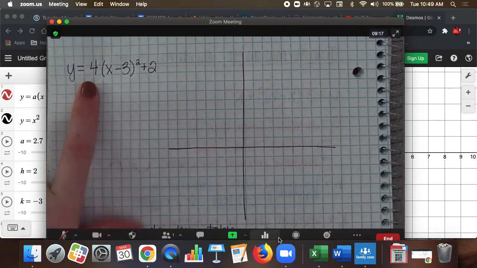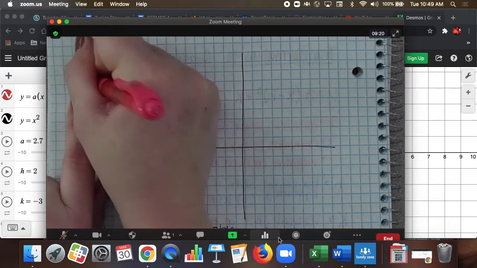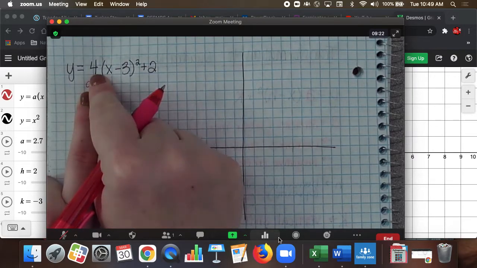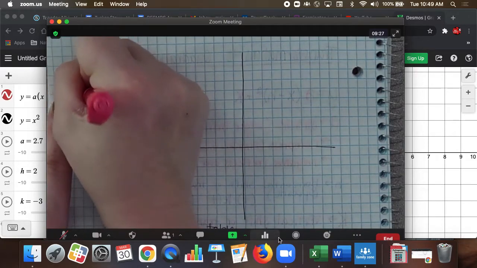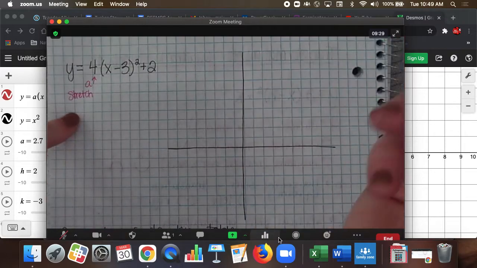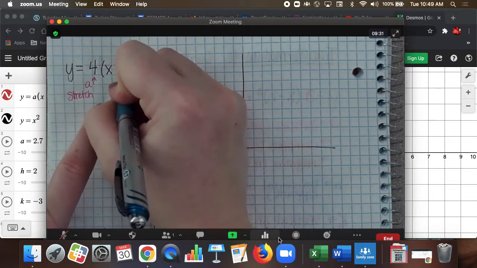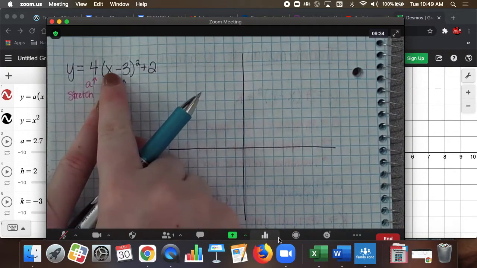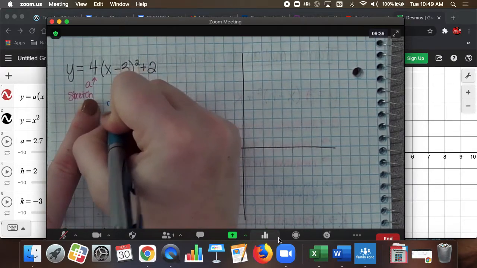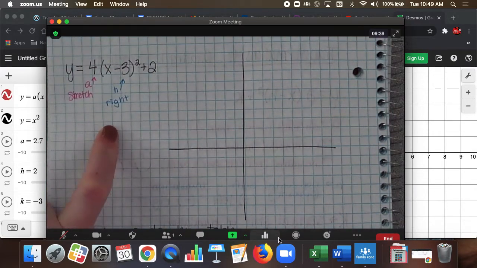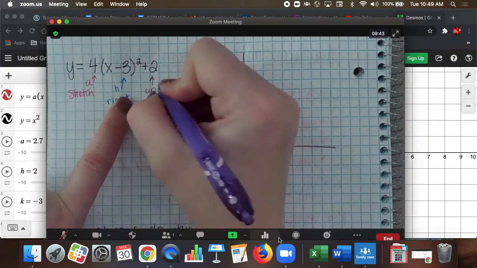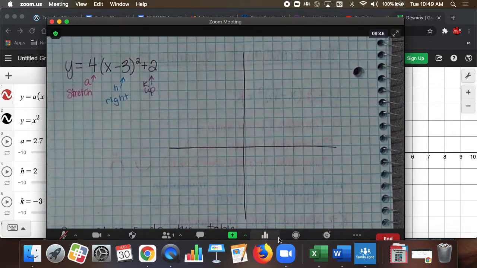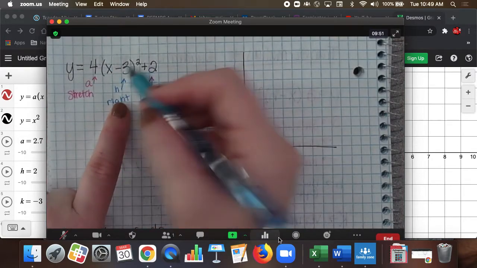So now let's do one more example. So if I have 4, which is our A, now that number is larger than 1, so that's going to be a stretch. 3 is our H, which is negative 3, so you're going to move right, because remember it's the opposite. And then the K is positive 2, so that would move up. Okay, so find your vertex first. So I'm going to move right 3.